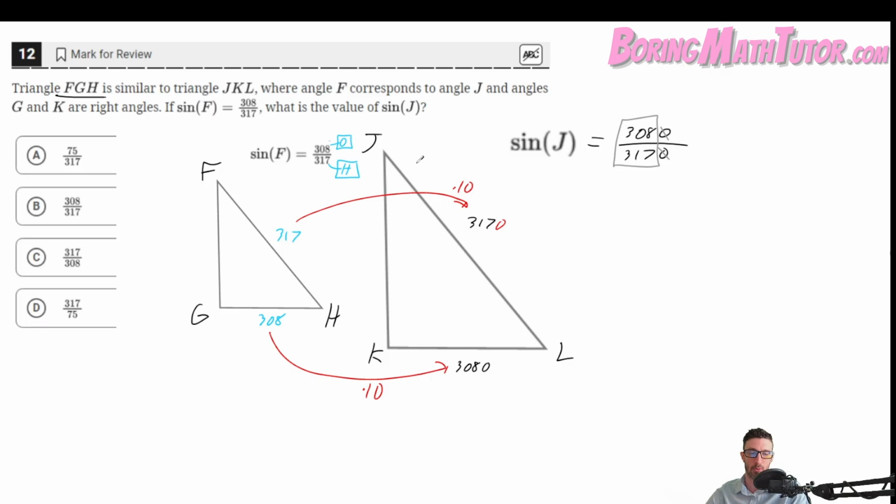So this happens with similar triangles. If you're dealing with equal angles from similar triangles, then your sine or your opposite over hypotenuse will end up being the same for each one. So answer here is B.